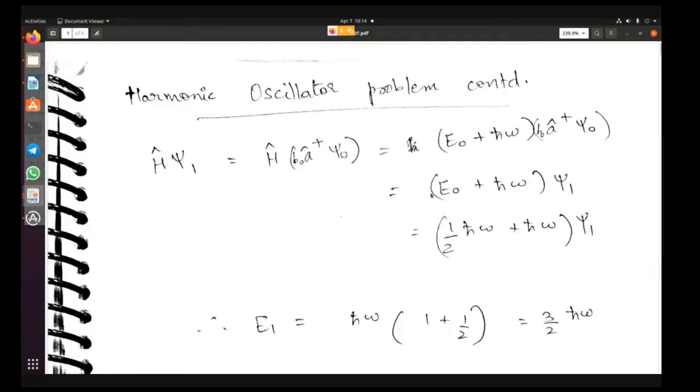Okay. And what is E naught? E naught we already know, we have seen, right? E naught is half into h cross omega. So we can do half into h cross omega plus h cross omega into psi 1. Okay, so this gives us what? 3 by 2 h cross omega. Or we can write it even as 1 plus half into h cross omega.